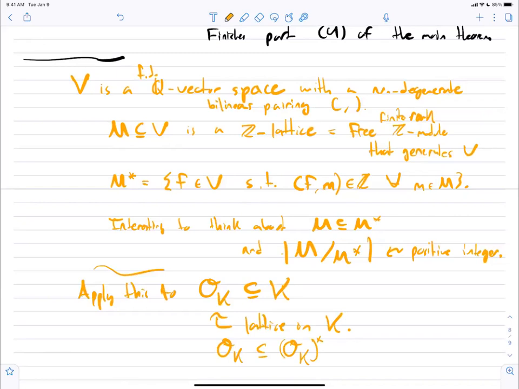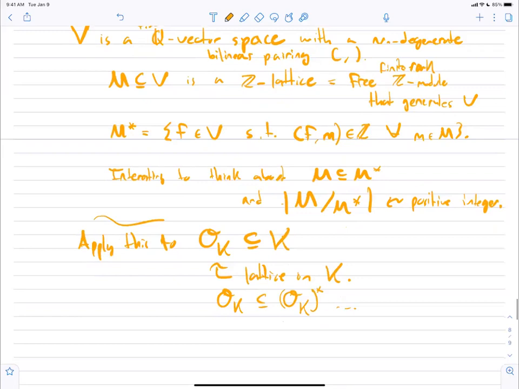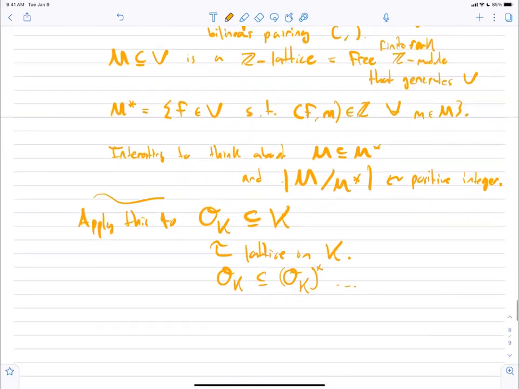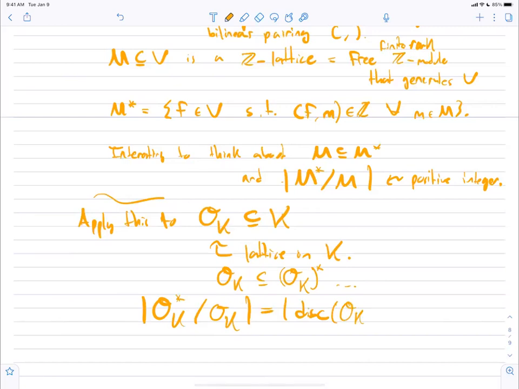So we want to look at that, and so this absolute value. Sorry, I wrote this quotient in the wrong way. So M dual mod M. So OK dual mod OK. So the size of this quotient group, we're going to call the absolute value of the discriminant of OK. So discriminant of OK over Z, or sometimes we'll write discriminant of K over Q.